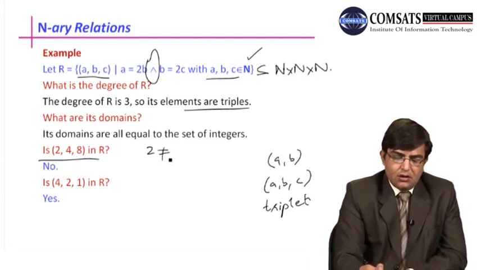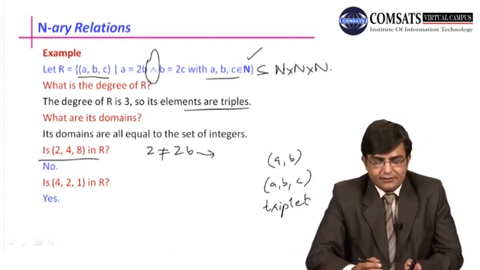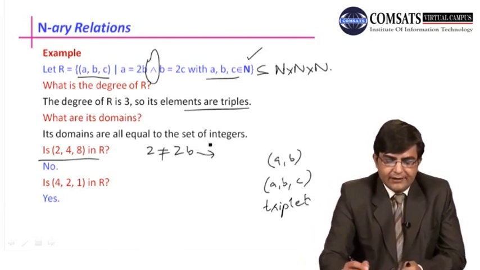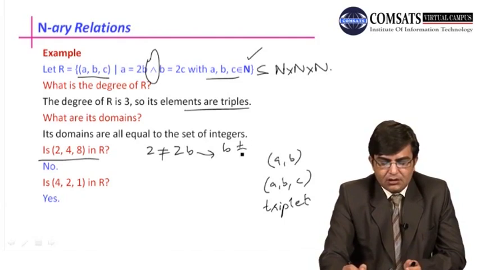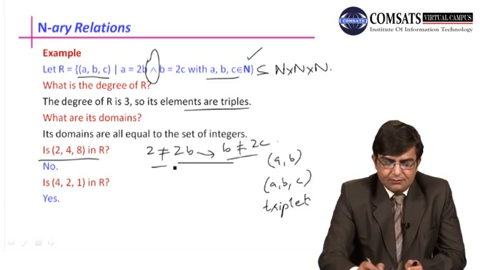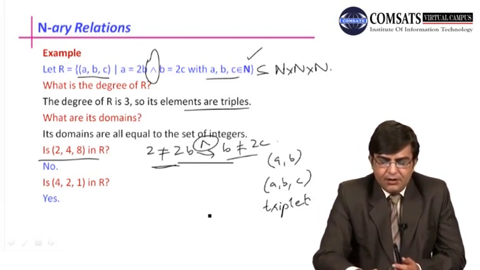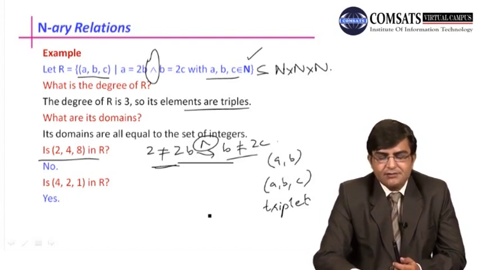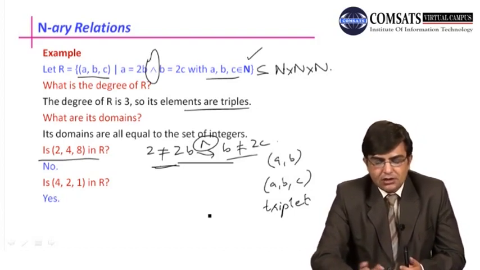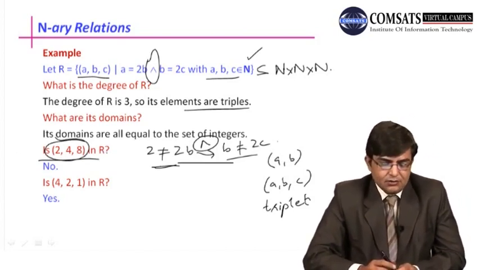2 is not a multiple of some integer B. And B is also not a multiple of some integer C, where these two relations must be satisfied by the conjunction operator, because B must be a multiple of some integer C and A must be a multiple of B. So this triplet doesn't belong to R.